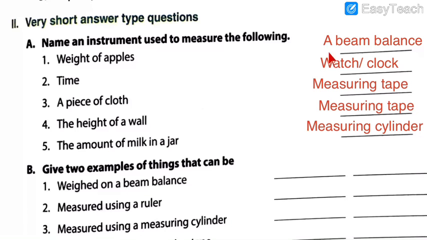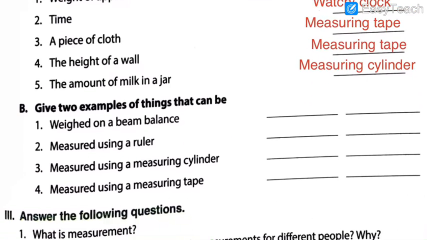liquid. So these are the names of the instruments we can use to measure these things given on the left hand side. I hope that you have also written the answer. I will repeat the answer. A beam balance used for the weight of apples, watch or the clock for the time, measuring tape for both a piece of cloth or the height of the wall, and a measuring cylinder for the amount of milk in a jar. So I hope that you have written the answers. I actually hope that you wrote the answers before I wrote them on the screen.